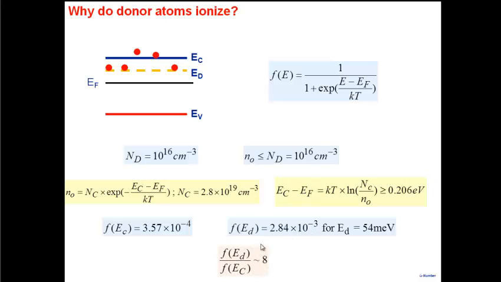Let me take the ratio. FED by FEC is 8. So what can you conclude from here? The probability that ED is occupied as compared to the probability that EC is occupied is 8. Then what is it telling us? What did we start with? We started by assuming all the donors are ionized, and then we come to this conclusion. Is it contradictory? Yes. So all are not ionized.